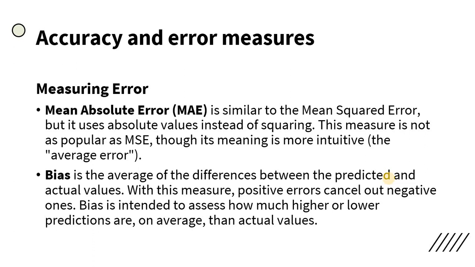Next is bias. Bias is the average of the difference between the predicted and the actual values. With this measure, positive errors cancel out the negative ones. Bias is intended to assess how much higher or lower predictions are, on average, than the actual value. Also we provide the bias value to the model to improve its efficiency. So these are the accuracy and error measures of classification algorithms.